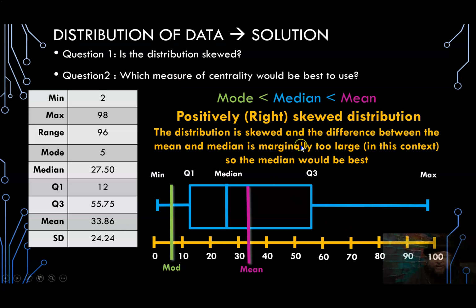And we should be using the median and the mode as better measures of centrality, and then using the interquartile range for measures of spread.